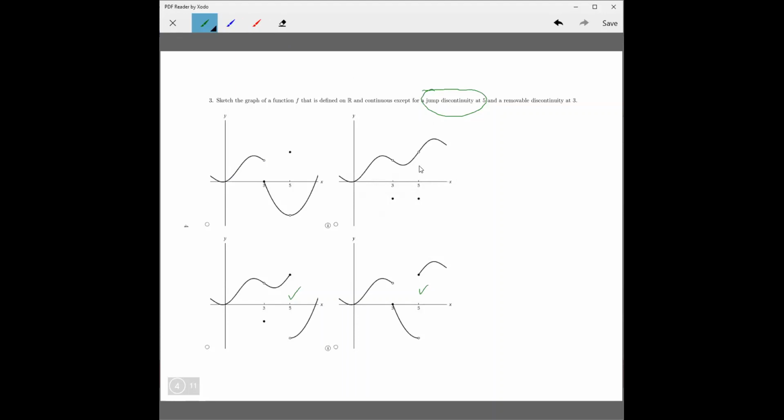Okay, and then these ones are removable. So those are both out. Okay, and then we're supposed to have a removable discontinuity at 3, and this is removable right here. This is not removable. That's a jump discontinuity. This is removable. This is jump. So that's got to be the answer right there. That's the only one that's going to work.